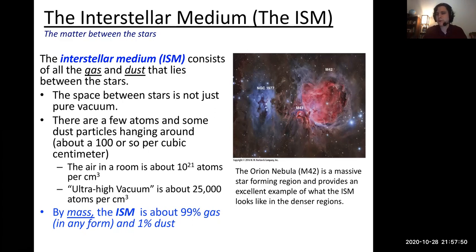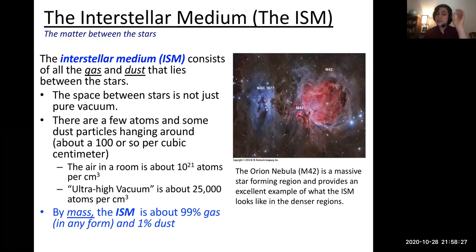That doesn't have a whole lot. If I say, oh, there's about 100 atoms hanging around per cubic centimeter, what does that really mean? How can we put that into context? Well, the air in the room that you're in, that's about 10 to the 21 atoms per cubic centimeter. That's much, much, much larger, 19 orders of magnitude denser. An ultra high vacuum, this is a term that's reserved for our best vacuum chambers, our strongest vacuum chambers here on Earth. The best vacuums we can draw on Earth are still about 25,000 atoms per cubic centimeter.